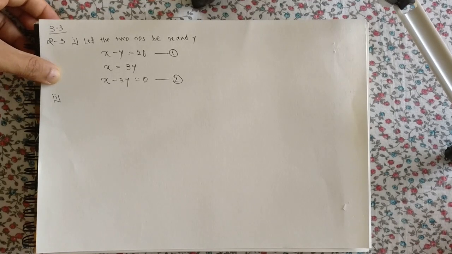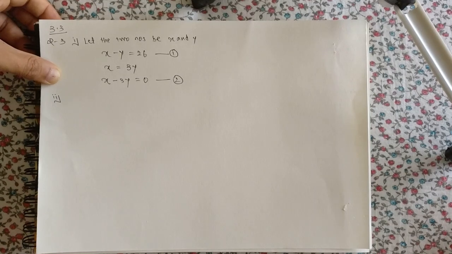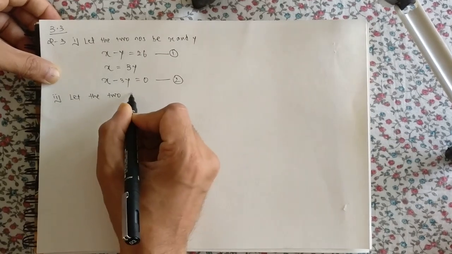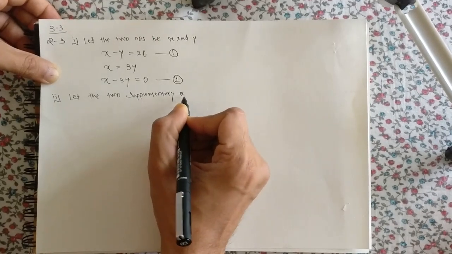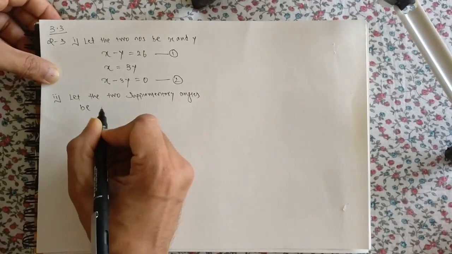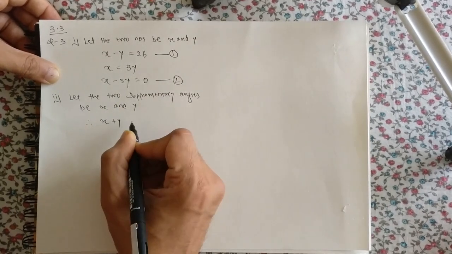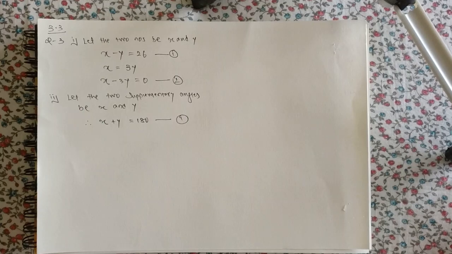The larger of two supplementary angles exceeds the smaller by 18 degrees. Find them. Larger of two supplementary angles exceeds the smaller by 18 degrees. Find them. Now we are talking about two supplementary angles. Let the two supplementary angles be x and y. So therefore x plus y is equal to 180. Equation number 1. Why 180? Because they are supplementary angles.